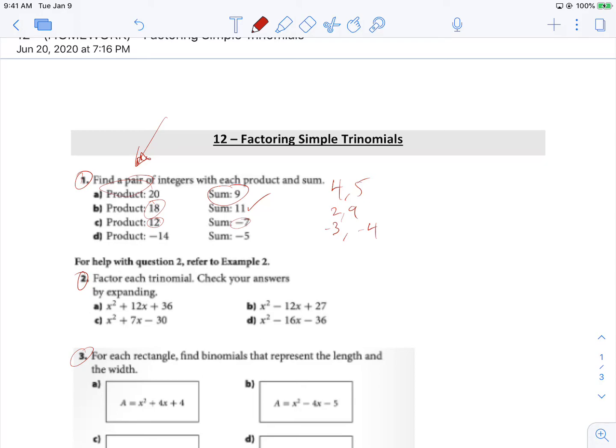For the next one, the product is negative 14. So we have 2 and 7. That looks like they're going to be good. So we have 2 and 7, but we need the sum to be negative 5. So which number should I make negative? Definitely the bigger one, so the answer ends up negative.